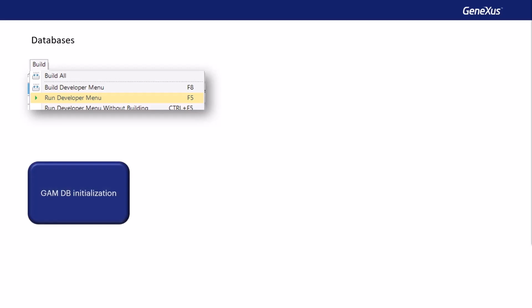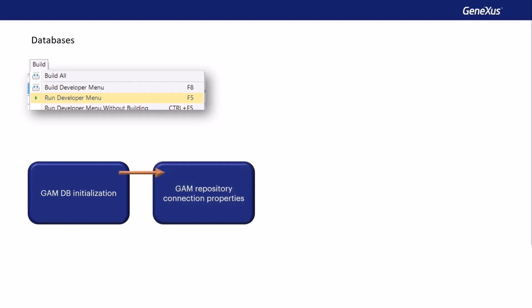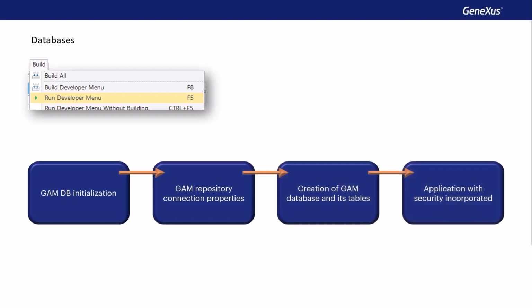Then, the following happens. First, some properties related to the connection to the GAM repository are assigned their default values. Next, the GAM database and all its tables are created. Before creating the tables, the user is asked if he or she wants to create the GAM database structure.